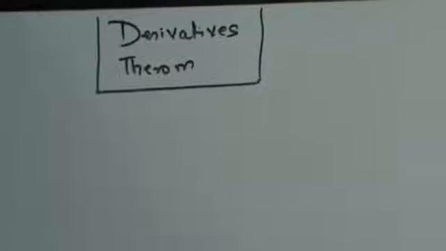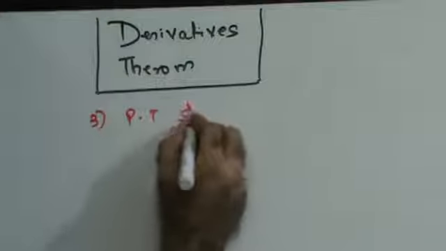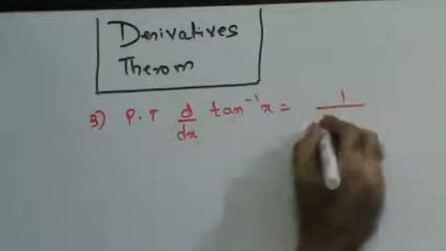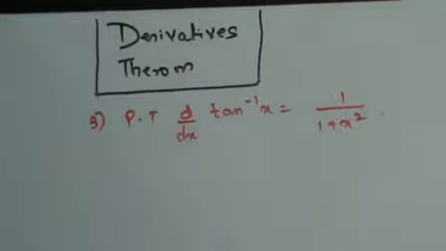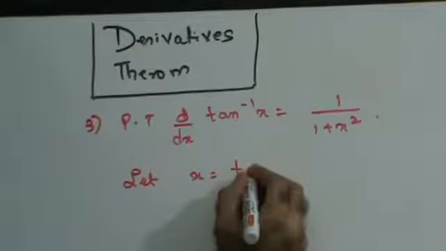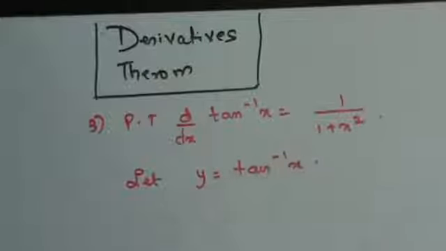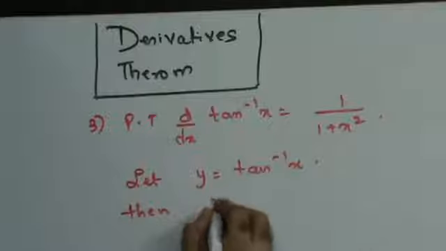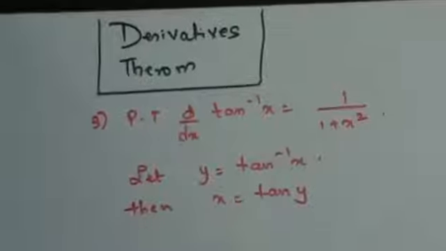Prove that d by dx of tan inverse of x is 1 upon 1 plus x square. Let's see the sum. You will say let y be equal to tan inverse of x. If y is equal to tan inverse of x, then I can say that x is equal to tan y. Now, let's look at the tan function, guys.